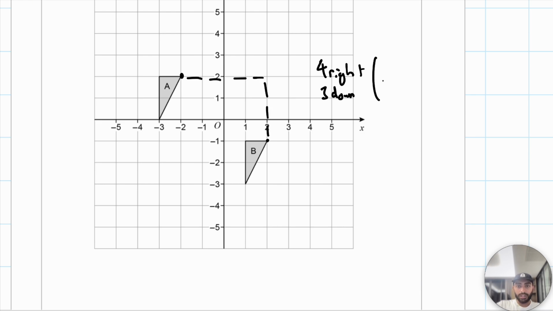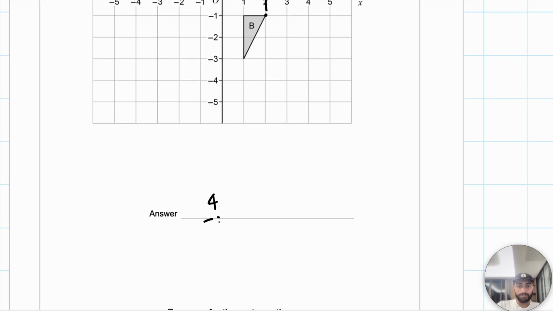We write translation vectors in the form x, y. This is my movement in the x direction or left to right. And this is my movement in the y direction up and down. So 4 right will be positive 4. And 3 down, because it's going down, it's going to be a negative 3. So 4, negative 3.